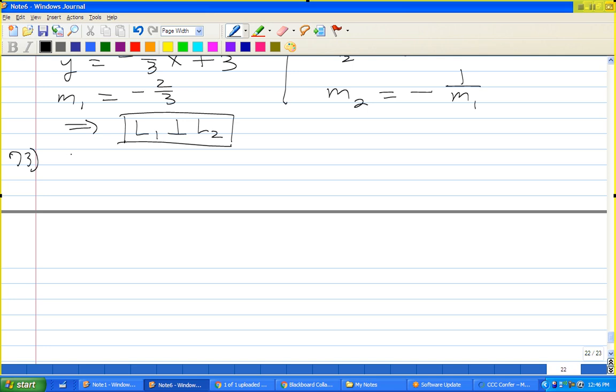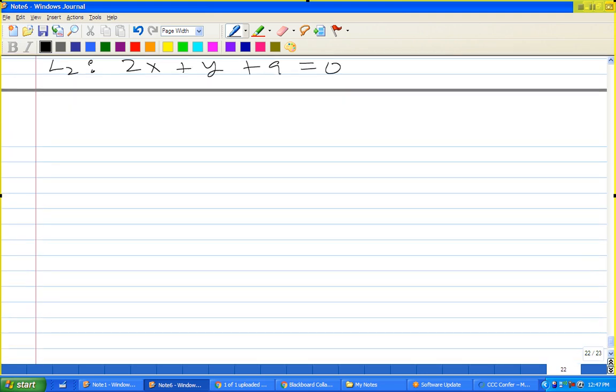73. L1: x minus 2y plus 3 equals 0. L2: 2x plus y plus 9 equals 0. Okay, so let's find the slope for the first line.